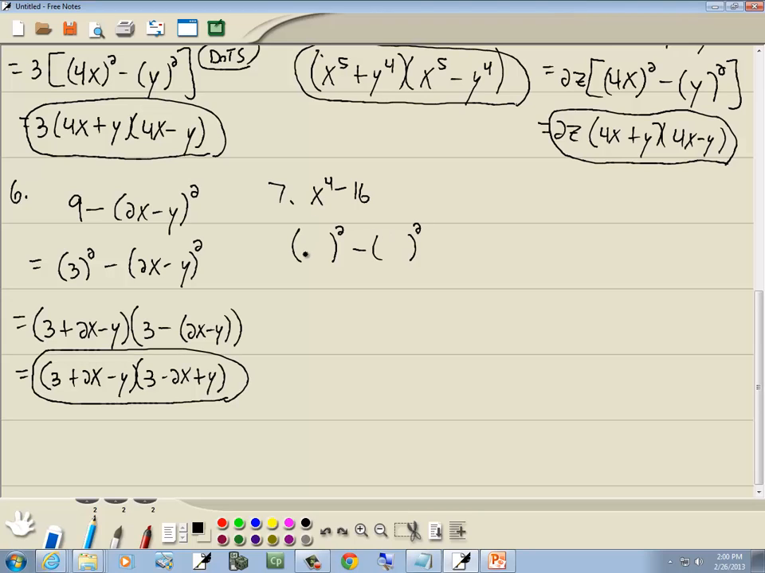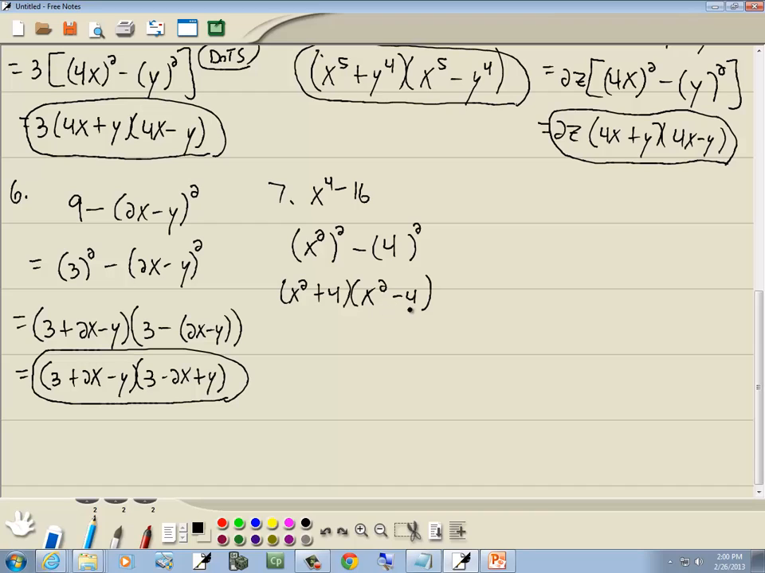Well, x squared times x squared gives you x to the fourth. And 4 times 4 gives you 16. So we were able to write it as something squared minus something else squared. So we'll take what's inside our first set of parentheses, and we add what's in our last, and we take what's inside our first, and we subtract what's in our last.